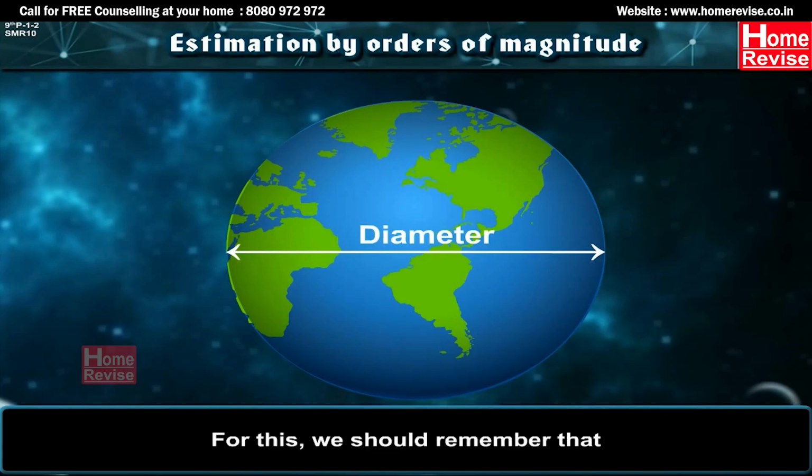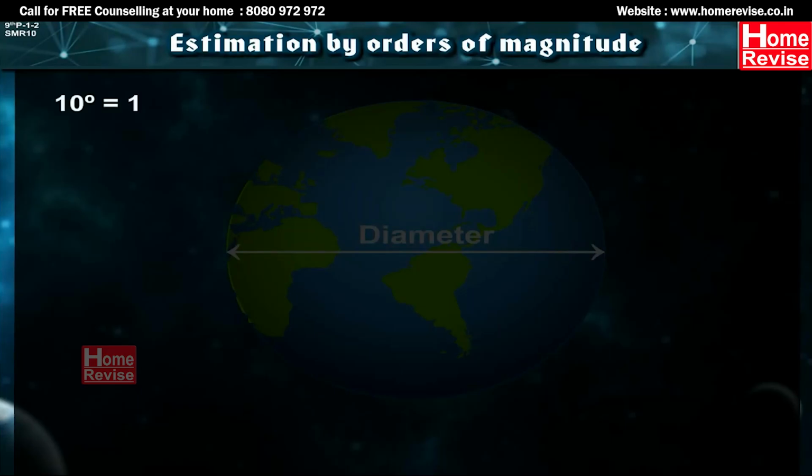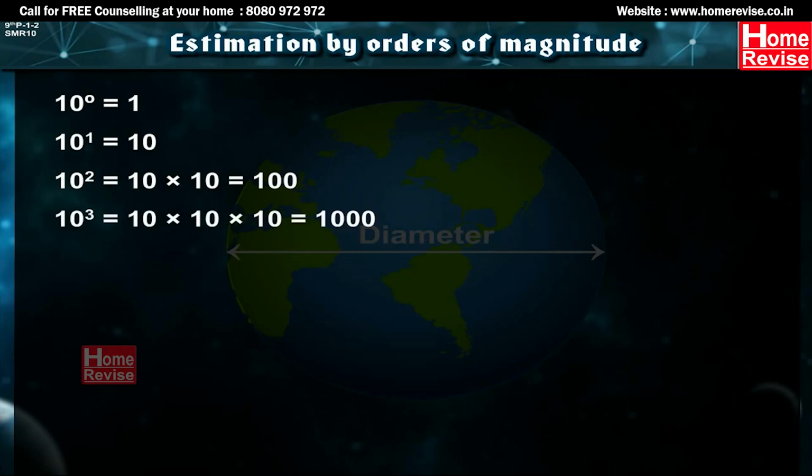For this, we should remember that 10 raised to 0 is equal to 1. 10 raised to 1 is equal to 10. 10 raised to 2 is equal to 10 into 10, which equals 100. 10 raised to 3 is equal to 10 into 10 into 10, which equals 1000.